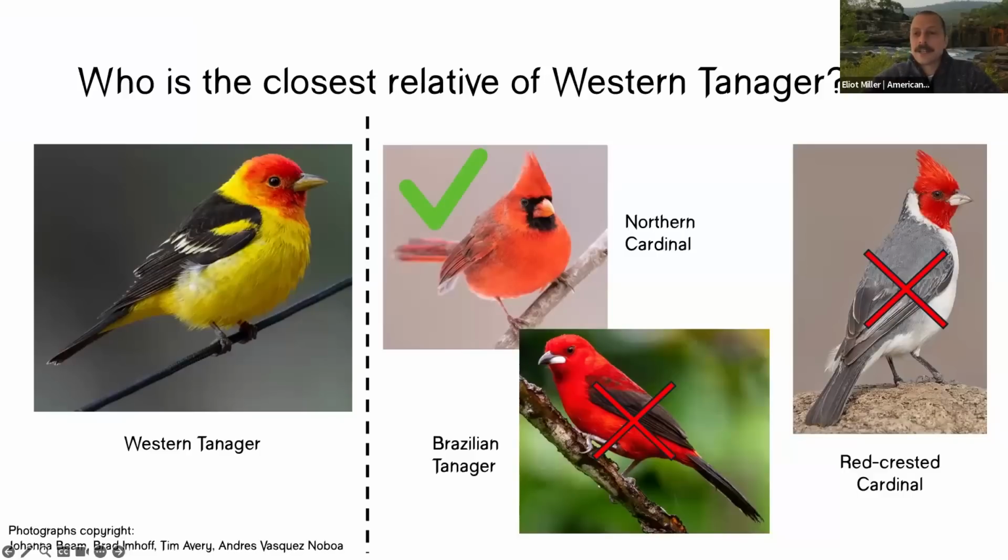So Western, scarlet, and summer tanagers are in fact cardinals of the family Cardinalidae. That means they're more closely related to northern cardinal than they are to any of the true tanagers, like Brazilian tanager. And actually, I threw that red-crested cardinal in to really throw you off. That species, native to South America, but actually introduced and widespread in Hawaii as well, is actually a tanager also. So a lot of fun stuff going on with convergence in that family.